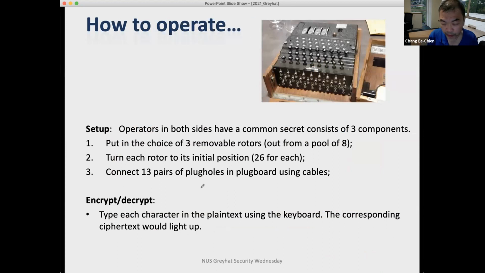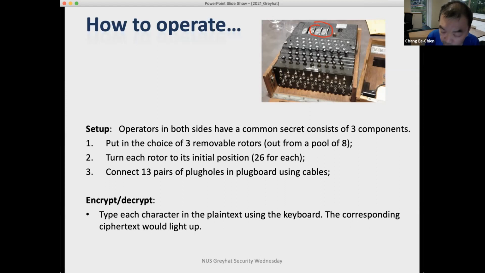To set up, both sides have to have a secret key. Now the operator wants to encrypt something. They look at the secret key, which will tell them which 3 rotors to use. There are 8 rotors; you choose 3 of them and insert them here. This picture has 4, but usually it's 3. So you put 3 rotors, 3 out of the 8, here.